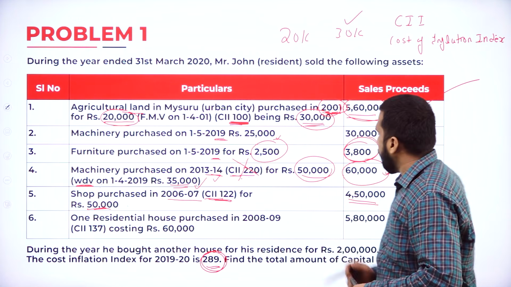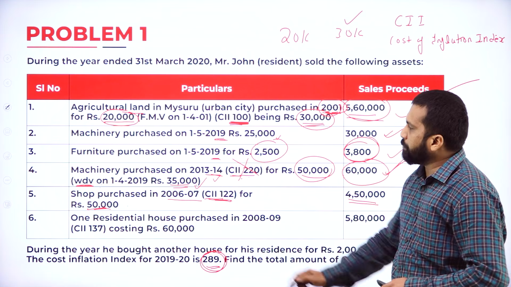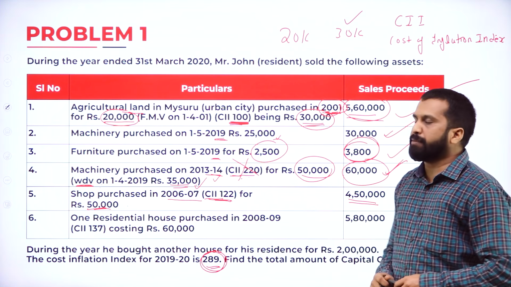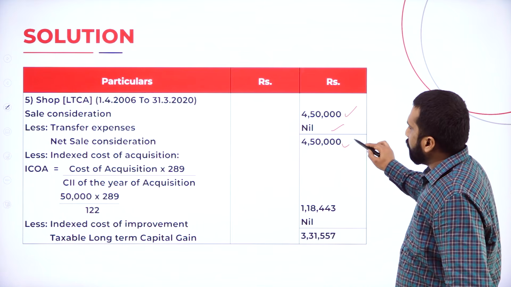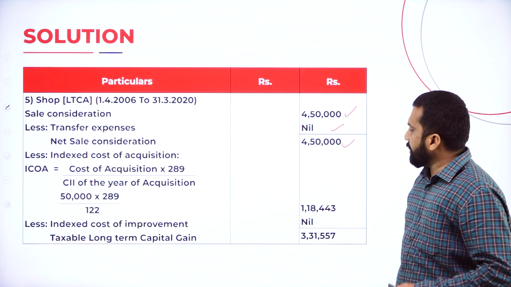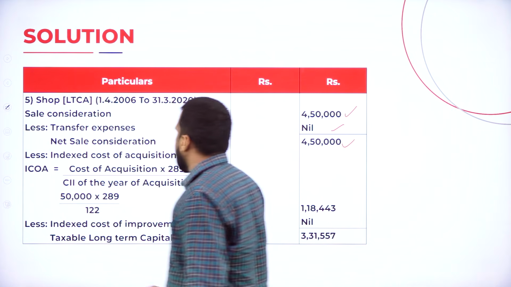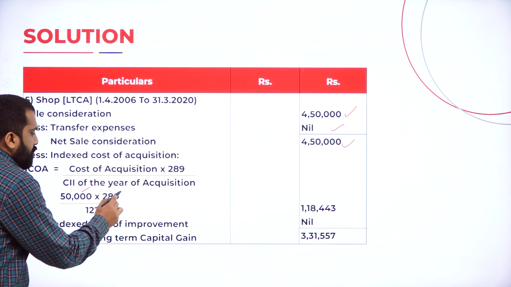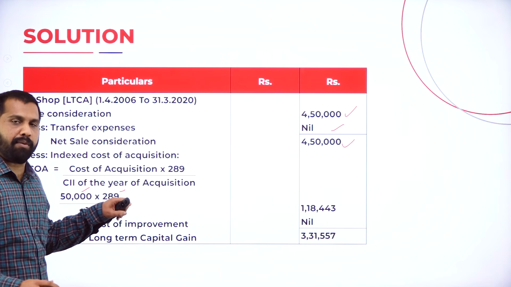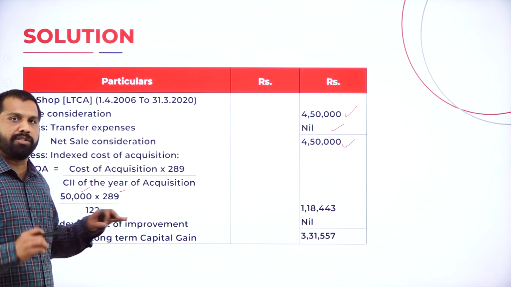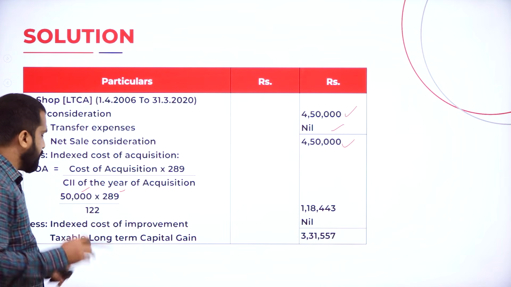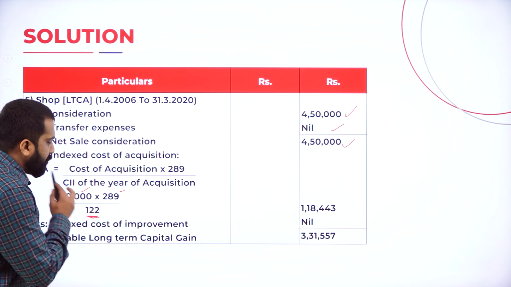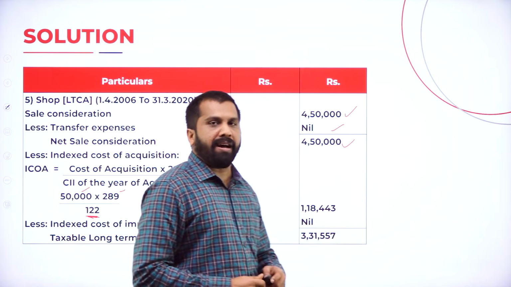We'll do that. Now, 4,50,000 is the selling price, 50,000 is your buying price. There is no commission, so it will become 4,50,000 only. Indexation, take 50,000. As I told you, 289 is common for every problem. In your examination also, you should consider 289 for every problem, if it is long term. Divide by 122. Why is it 122? I'll go back to the question.